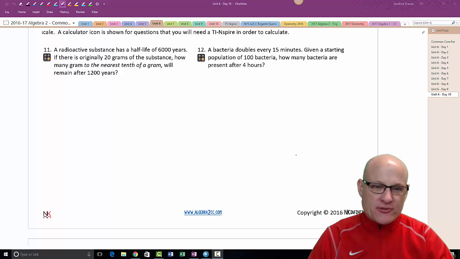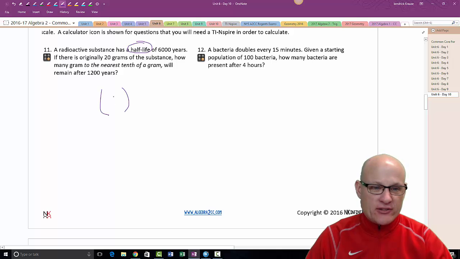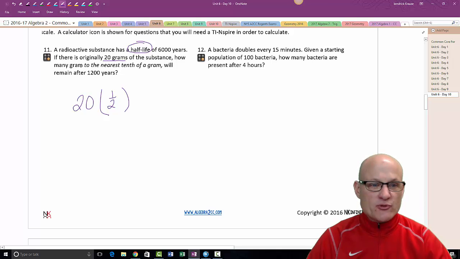A radioactive substance has a half-life. As soon as I see half-life right there, I know that my base is going to be 1/2. It has a half-life of 6,000 years. I don't know how much I'm starting with, but I know I've got a half-life of 6,000 years. If the original amount was 20 grams, oh okay, so now I know what my original amount is.